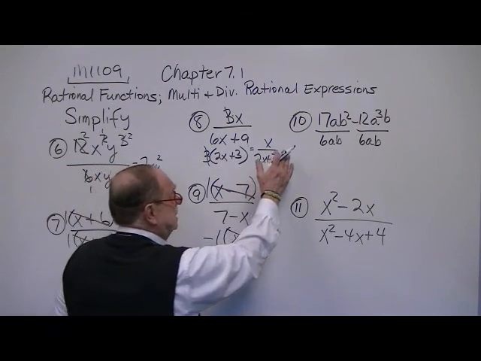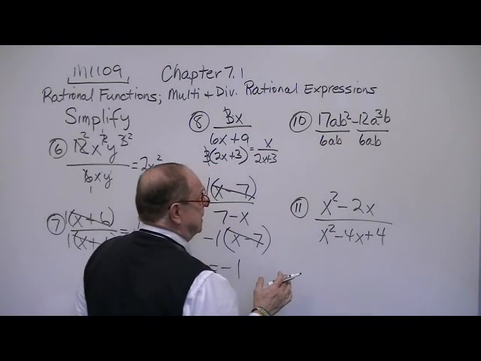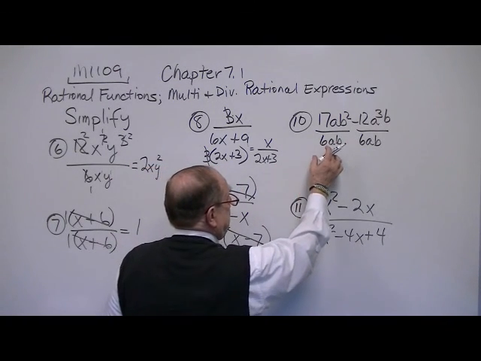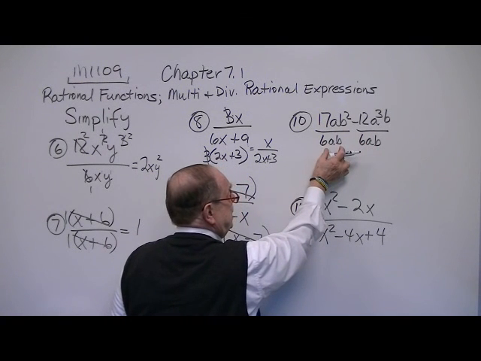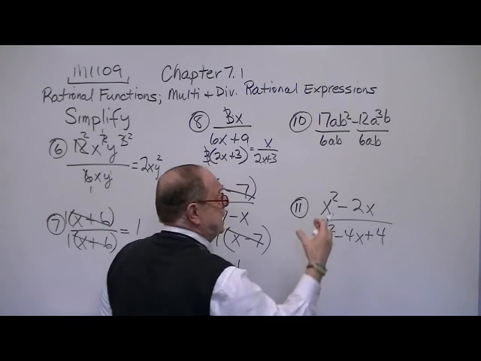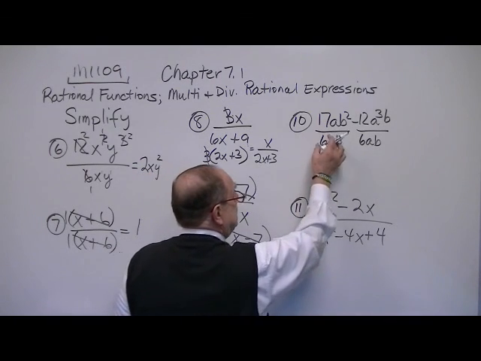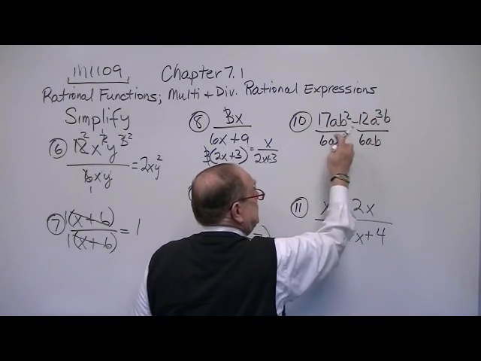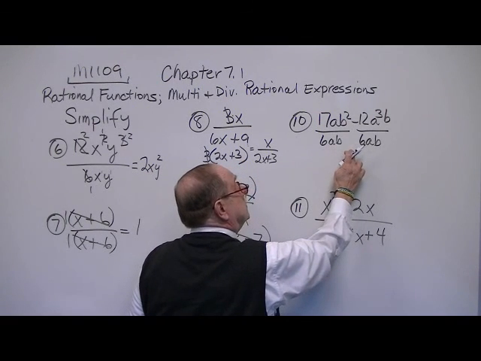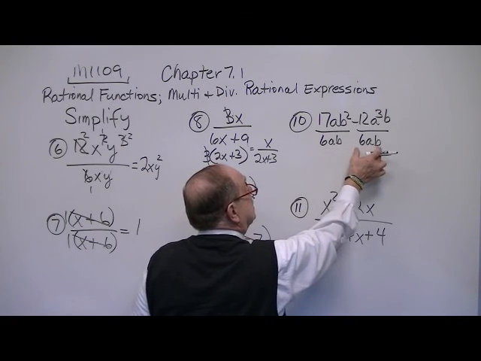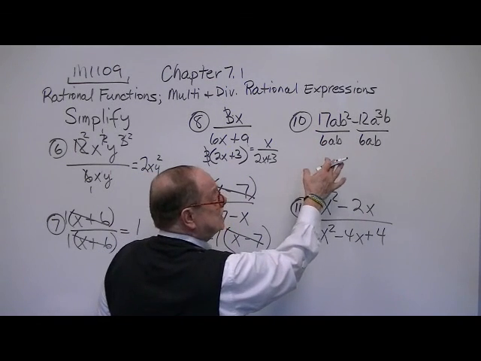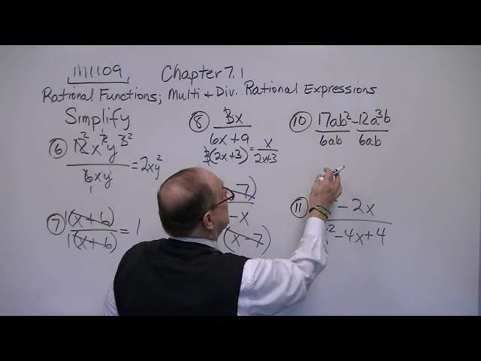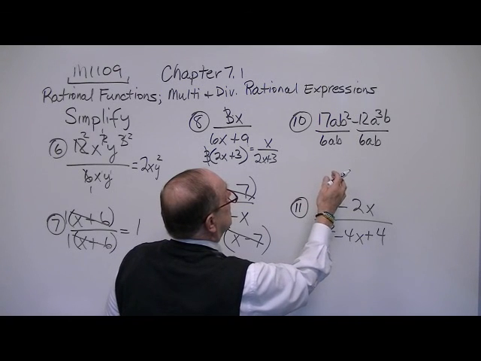Now in number 10, when I set this up, this was all over this one denominator. But the technique for this, when you have a binomial divided by a monomial, is to put the monomial under each term. So this is sort of the second step. And now I'm going to cancel wherever I can.